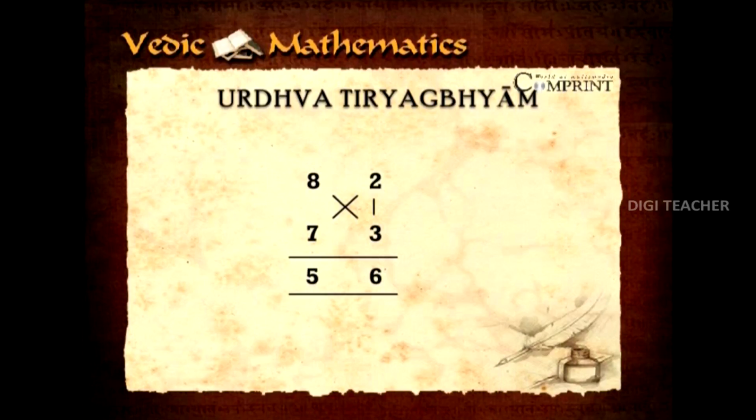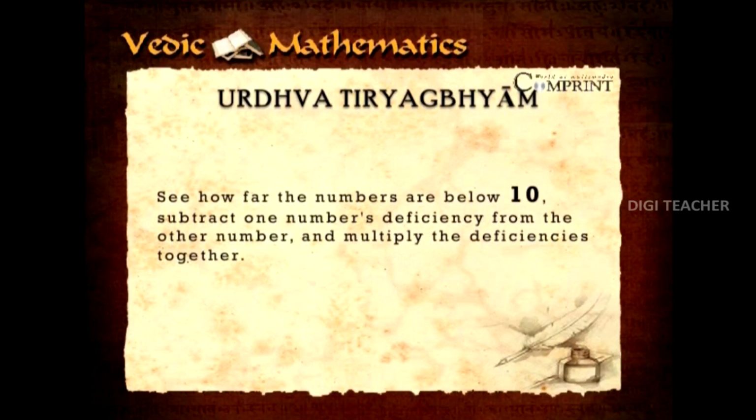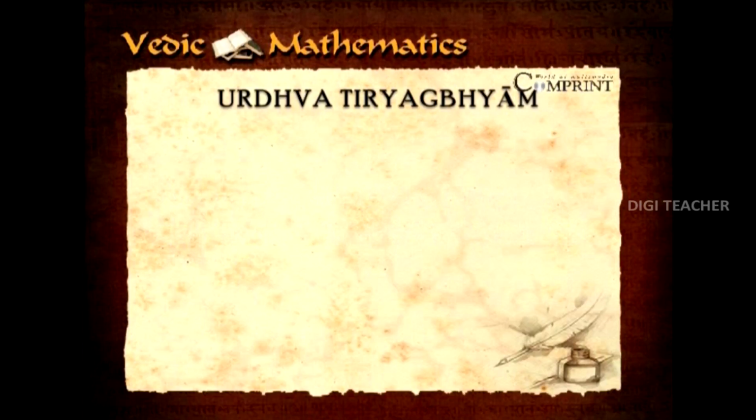Look how easy it becomes. See how far the numbers are below 10. Subtract one number's deficiency from the other number and multiply the deficiencies together. For example, 7 multiplied by 6 equals 42.